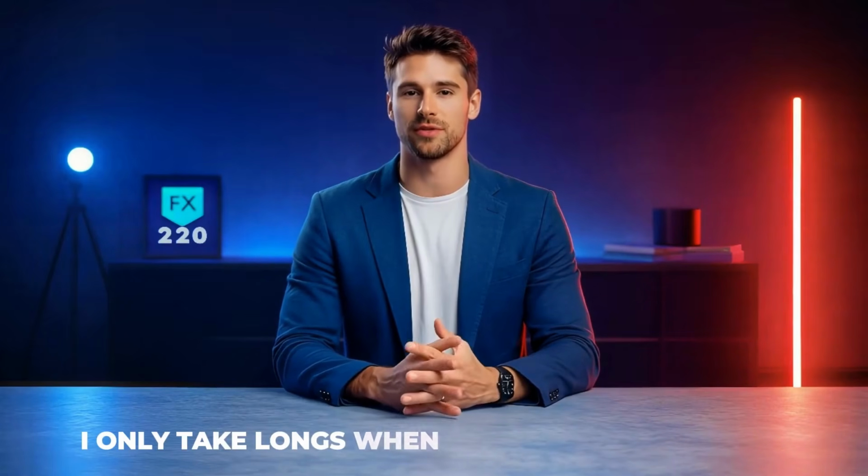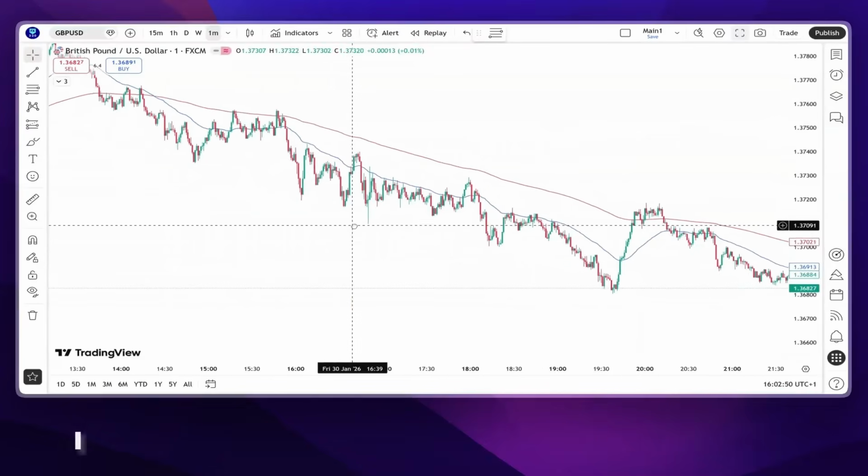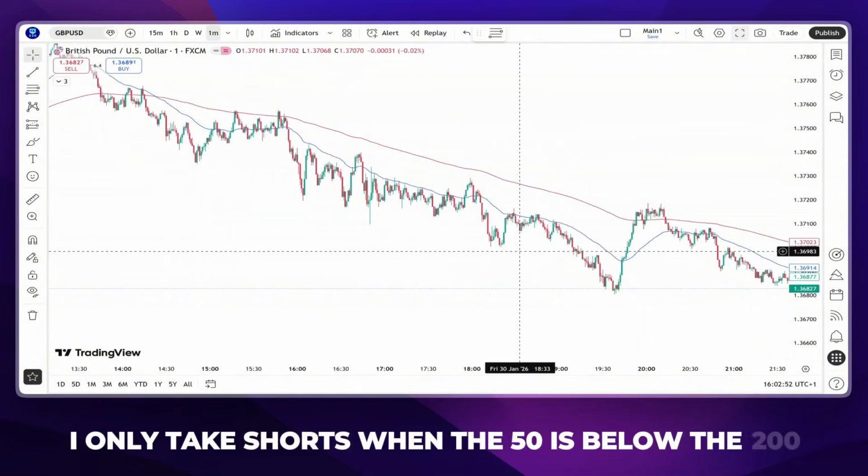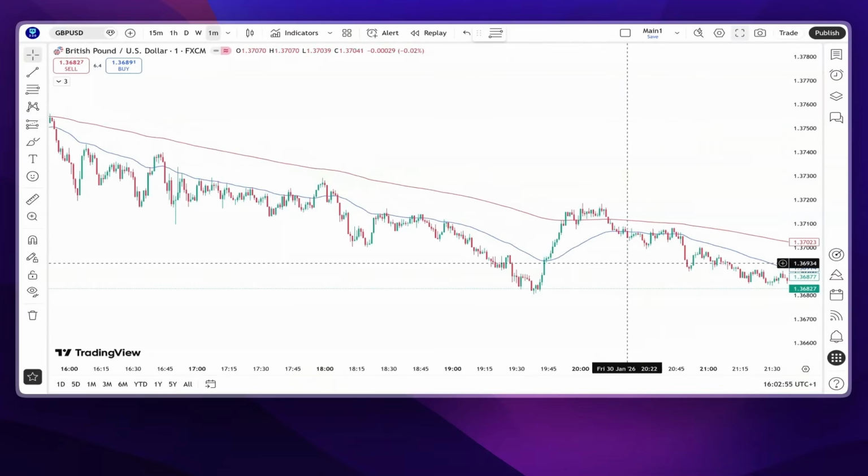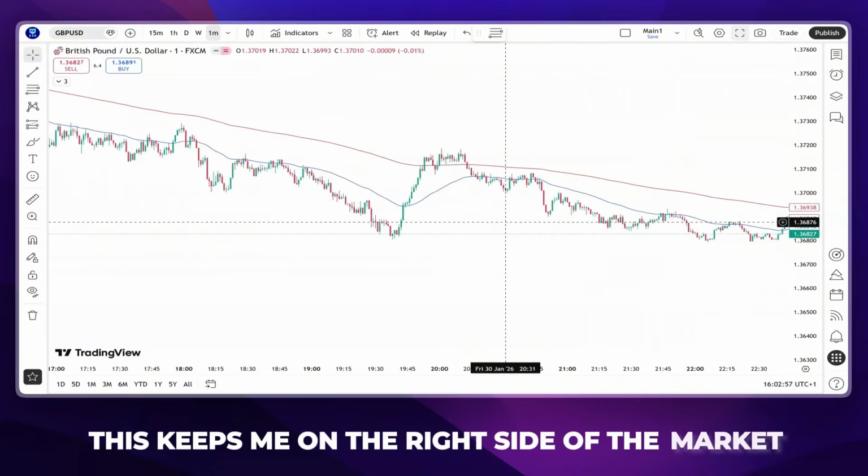I only take longs when the 50 is above the 200. I only take shorts when the 50 is below the 200. No exceptions. This keeps me on the right side of the market.